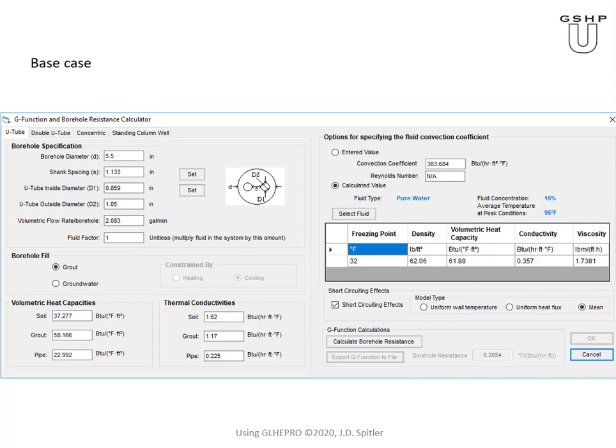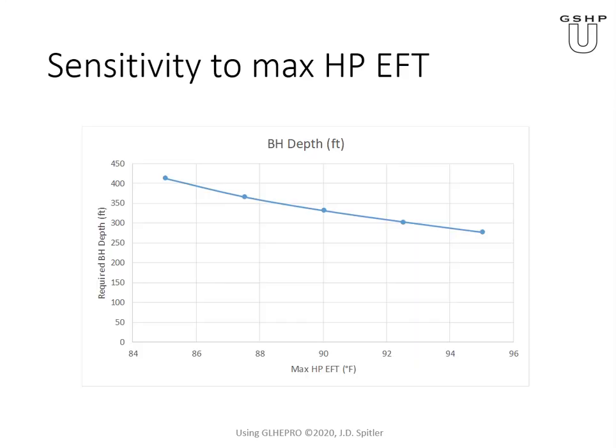Okay, so as a first sensitivity analysis, I just looked at something we'd looked at a little bit, which is the sensitivity to the maximum heat pump entering fluid temperature. Our design case was here at 92.5, but if you look, as you get further from the undisturbed ground temperature, you need less and less borehole depth, but of course you have lower and lower heat pump cooling capacity and lower and lower energy efficiency.